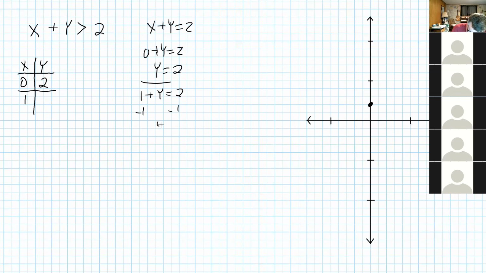All right, so then we get y equals 1. So we've got 0, 2, and 1, 1. Okay. Now, this does not include the equals, so we're going to have a dotted line. What am I actually doing here? I'm just using the slope to get extra points to line up.